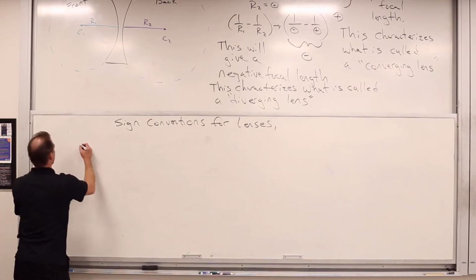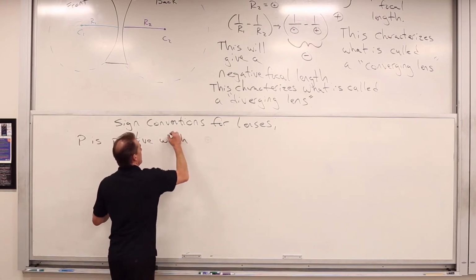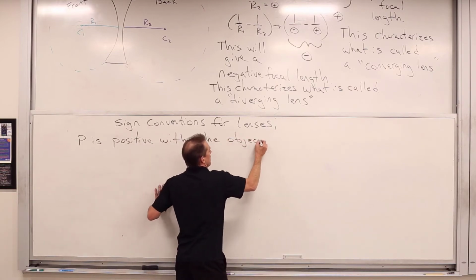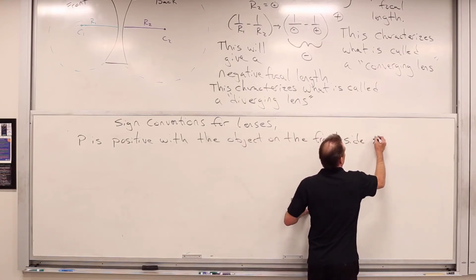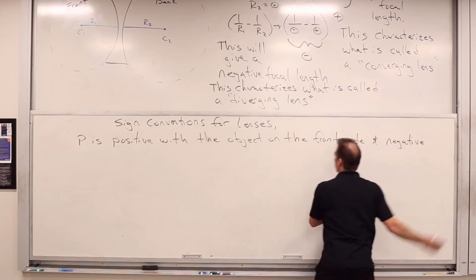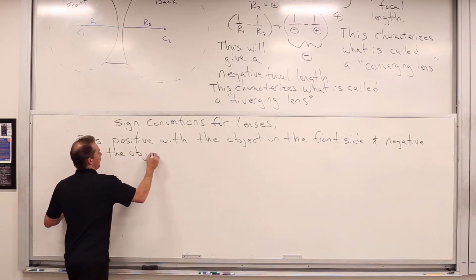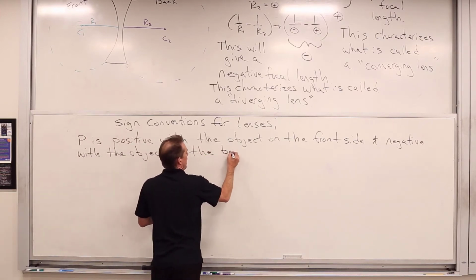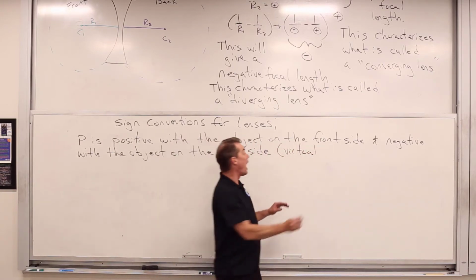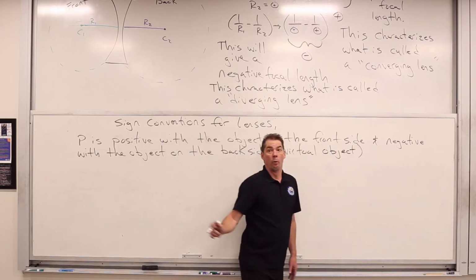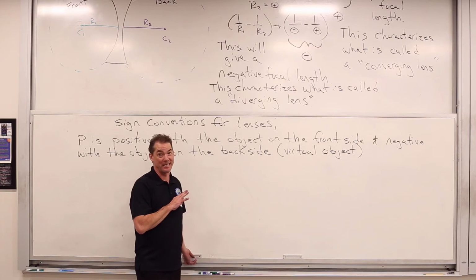Sign conventions for lenses. P is positive with the object on the front side, and negative with the object on the back side, which corresponds to what is known as a virtual object, where you need to have two interactions or more in order for that to take place.